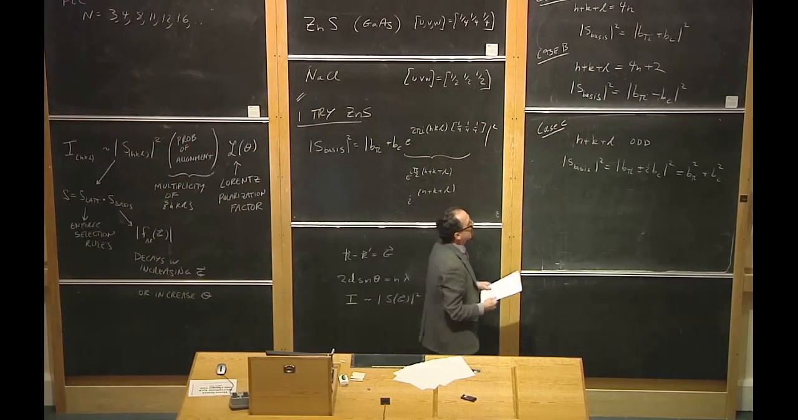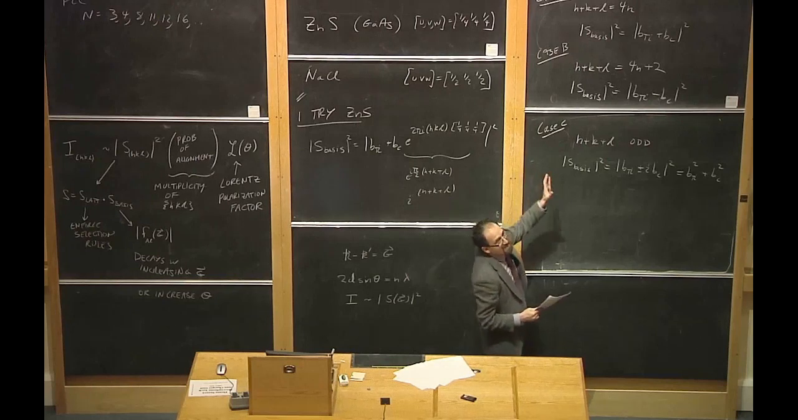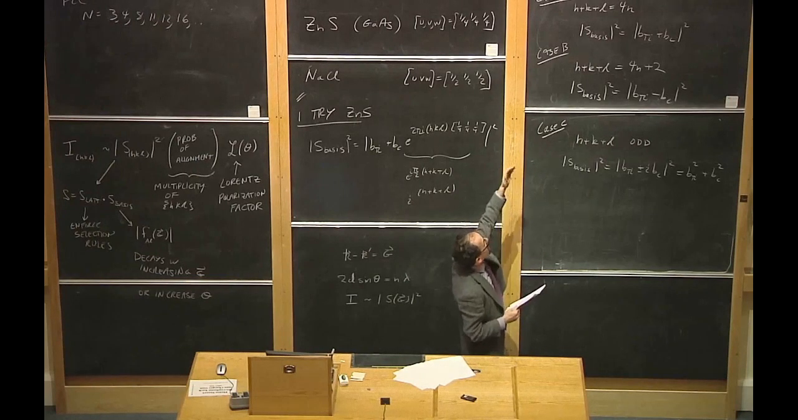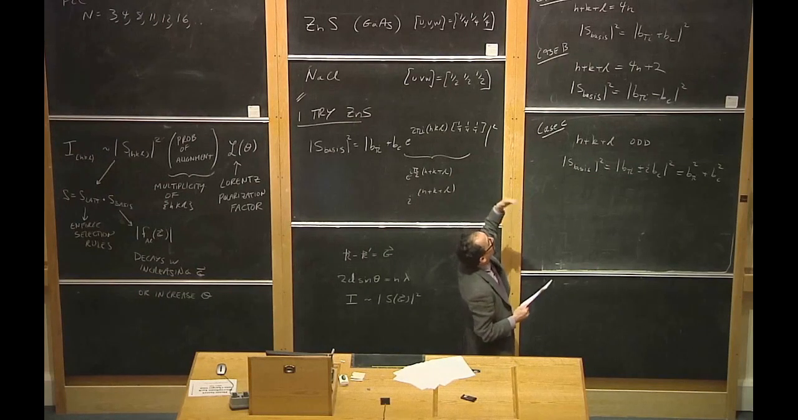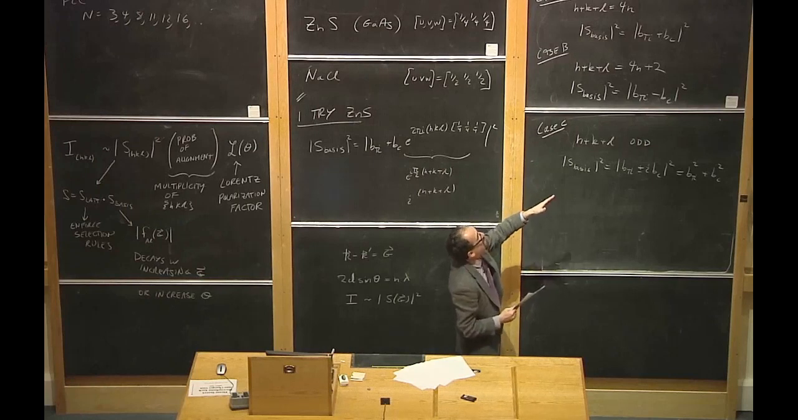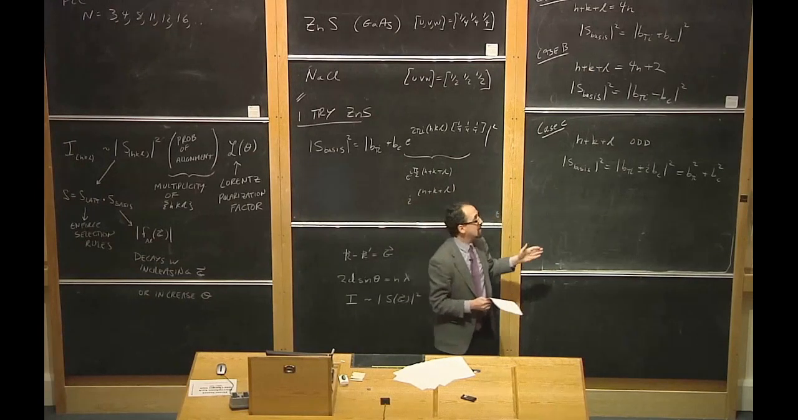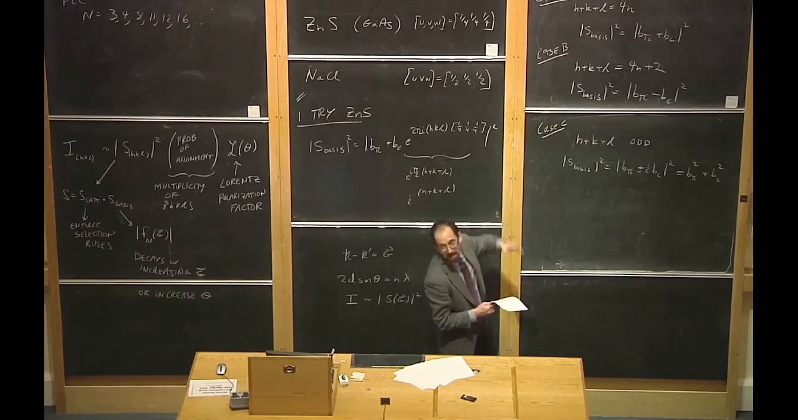And what can you conclude from this? Well, no matter what B titanium and B carbon are, as long as they're real, which they are, the largest of the three possibilities is always either case A or case B. If B titanium and B carbon have the same sign, then case A is the largest. If they have opposite sign, then case B is the largest. So the largest peaks should definitely have even H plus K plus L.